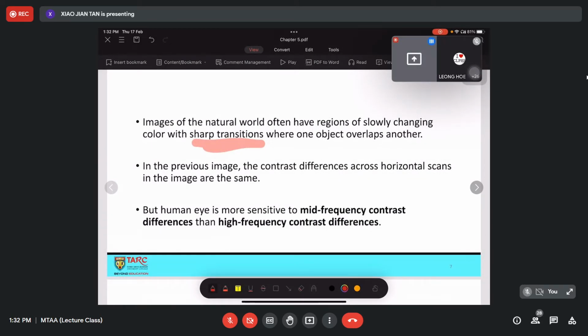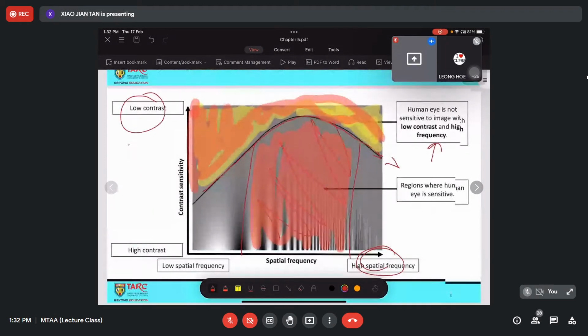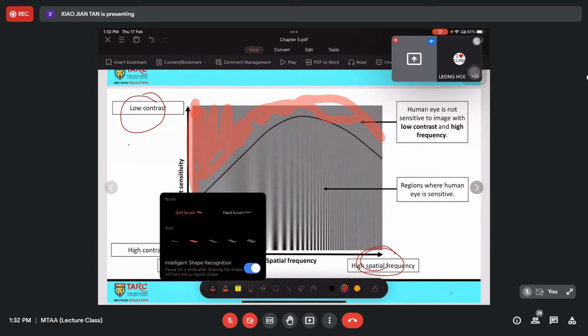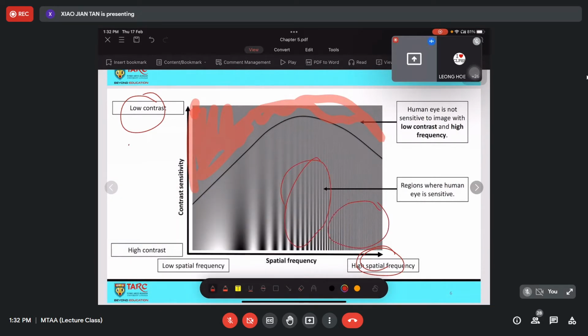Where one object overlaps another. In the previous image, the contrast difference across the horizontal scan in the image is the same. The human eye is more sensitive to mid-frequency. Okay, mid-frequency contrast difference and high-frequency contrast difference. So that is why a human eye is able to see the mid-frequency region and high-frequency region.